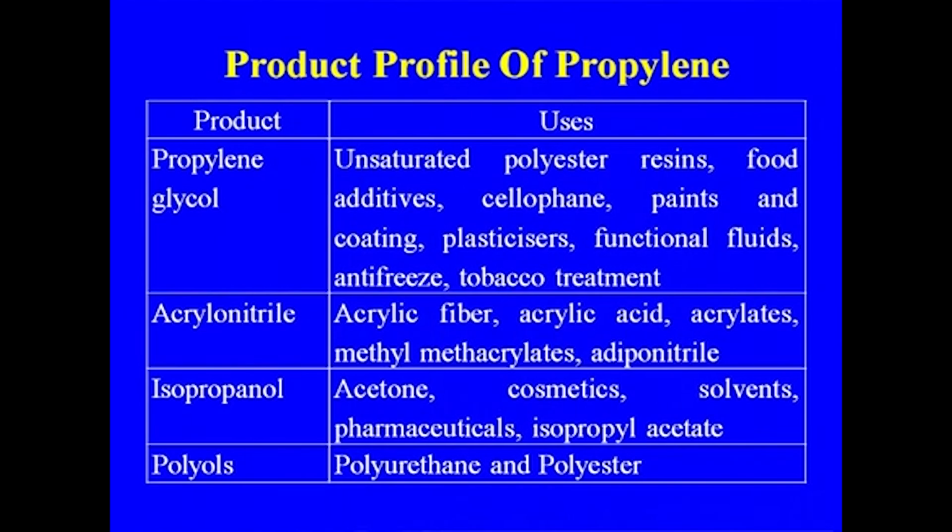all the 3 glycols, so unsaturated polyester resins, food additives, cellophane, paints and coatings, plasticizer, functional fluid, antifreeze and tobacco treatment that we are using. Acrylonitrile, as I told you, is for acrylic fiber, acrylic acid, acrylates, methacrylate, adiponitrile which is going for the manufacture of nylon 66, isopropanol, acetone, cosmetics, solvents, polyols, that is the polyurethane I told you, and the polyester.